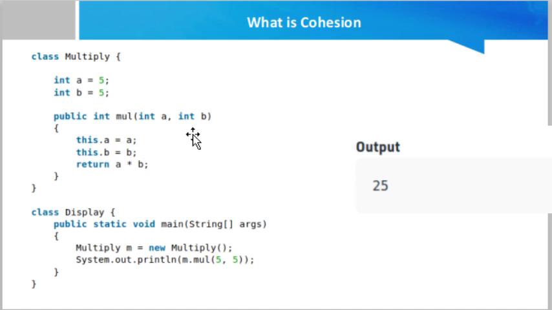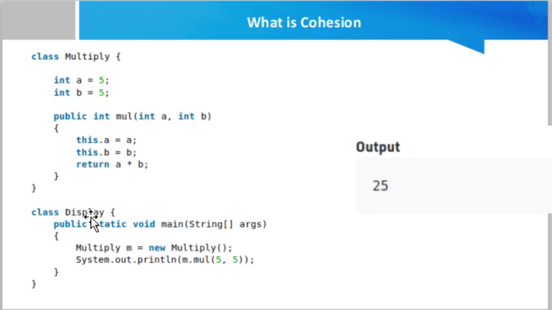Why high cohesive? Because the Multiply class and the Display class are separate. They are totally independent classes, and we are just calling the method of the Multiply class whenever it's required. So this is an example of cohesion actually.